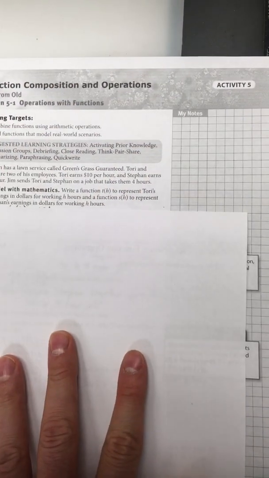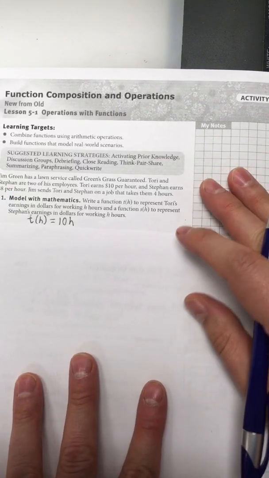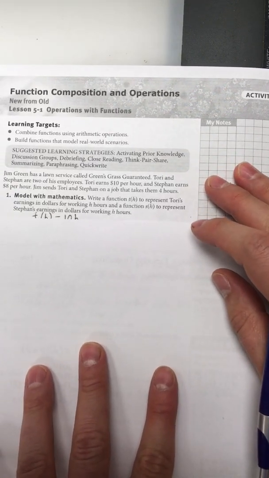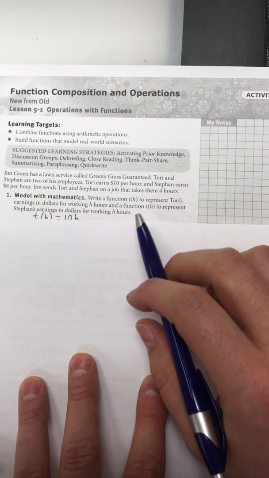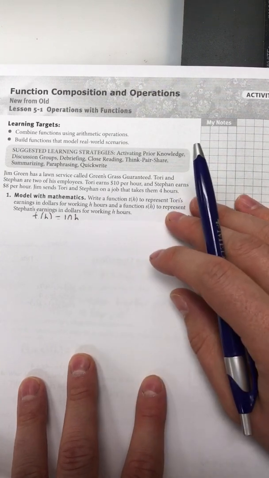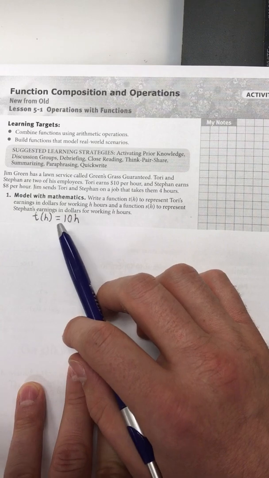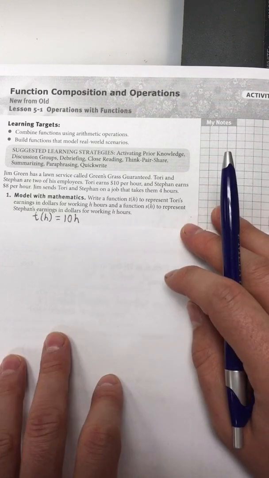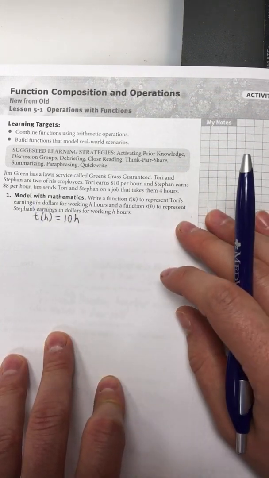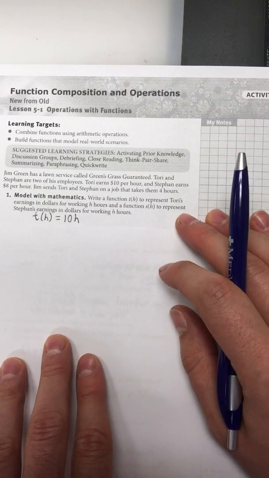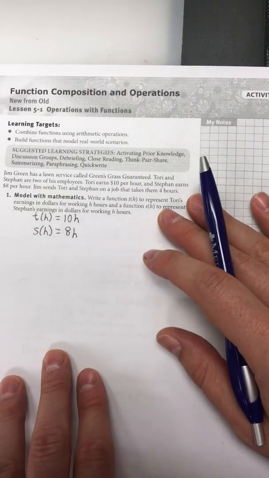So first of all, number one asked us to write a function to represent Tori's earnings in dollars, and then also write a separate function, S of H, to represent Stefan's earnings. Tori earns $10 per hour, so his function would say T of H equals 10H. Stefan earns $8 per hour, so what's that mean for Stefan's function? S of H equals 8H. All right, number two.